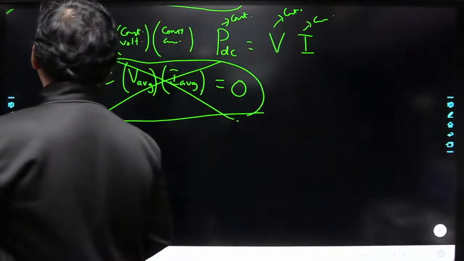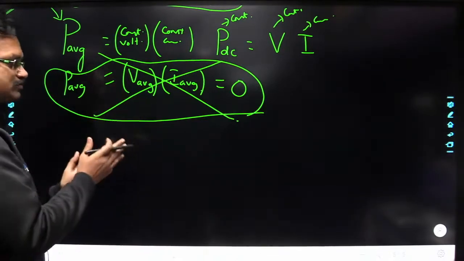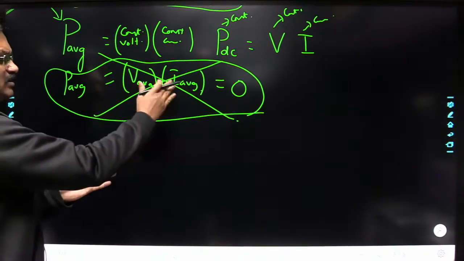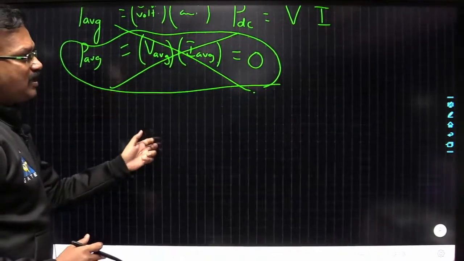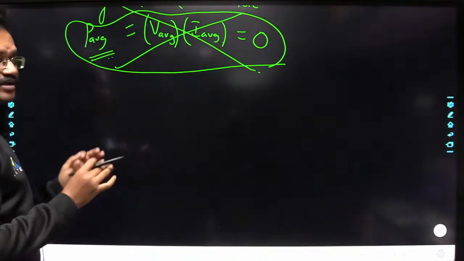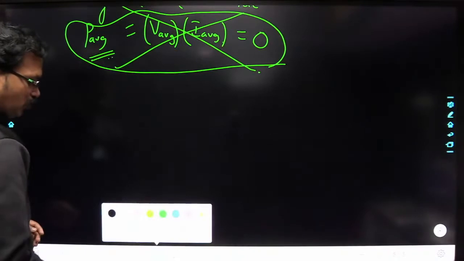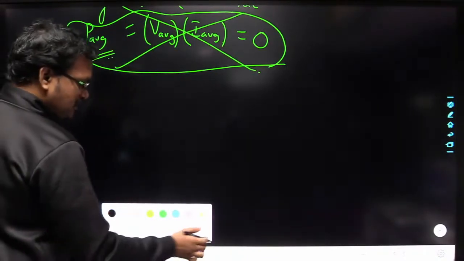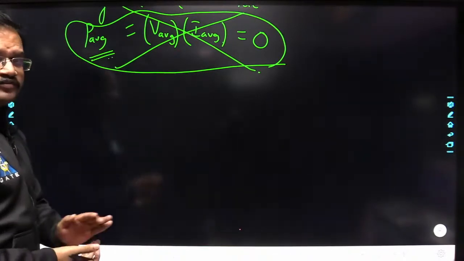So what is the purpose of this RMS value of voltage and current? That's what we have seen here. If you multiply V average and I average, you are going to get 0. So we need some other parameter that is going to give you P average as some constant. So now we are going to define one more parameter, that is the RMS value of voltage and the RMS value of current. So how have we defined this RMS value?